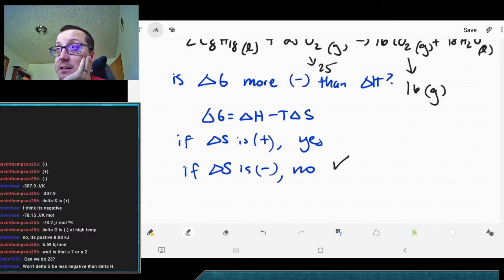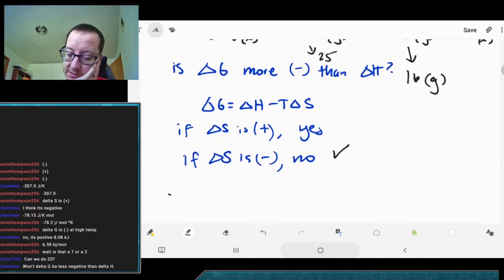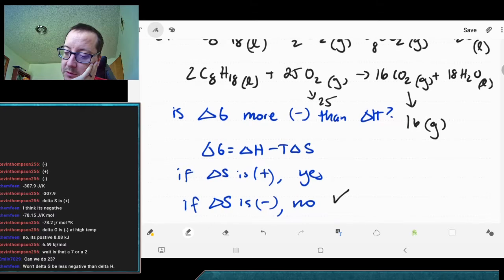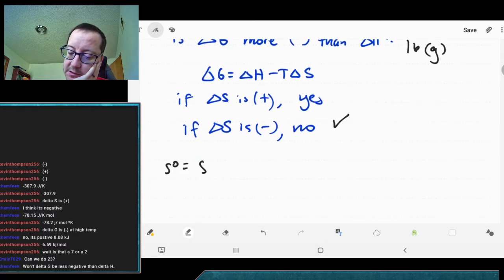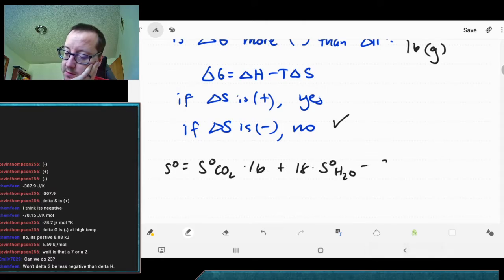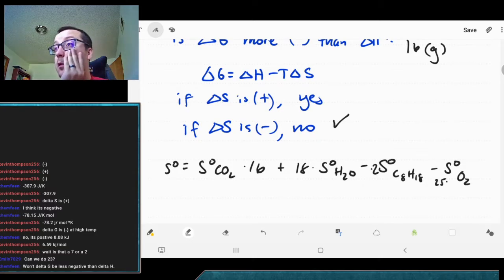And so it's a kind of a discussion, right? So we have 16 plus 18 times the S for water minus the S for octane, C8H18, minus the S, I guess 2 for that, and then 25 times the S for oxygen.